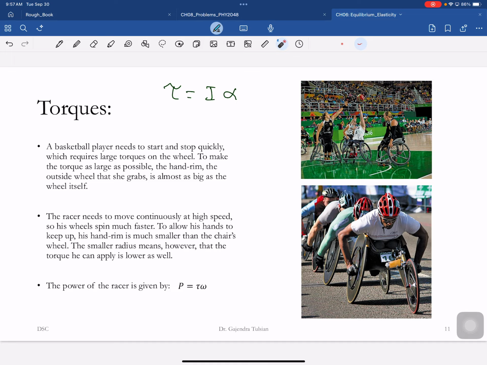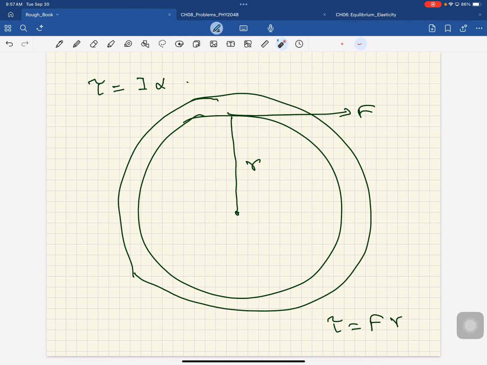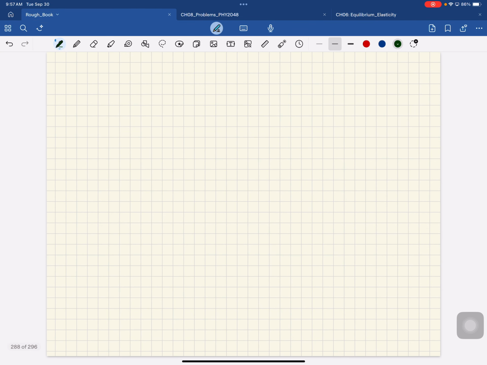So why is that smaller? Let's look at that. You guys understand this? Let's see why this rim is smaller. Here is the metal rim where you're applying the force.